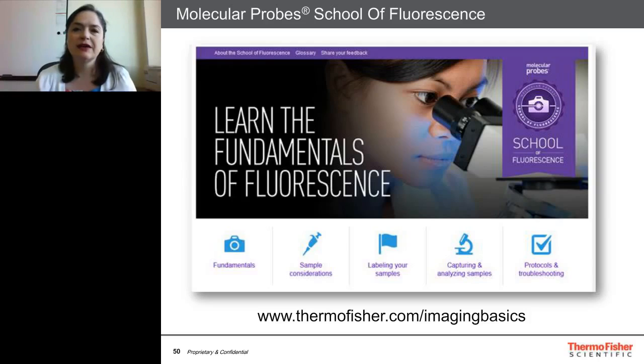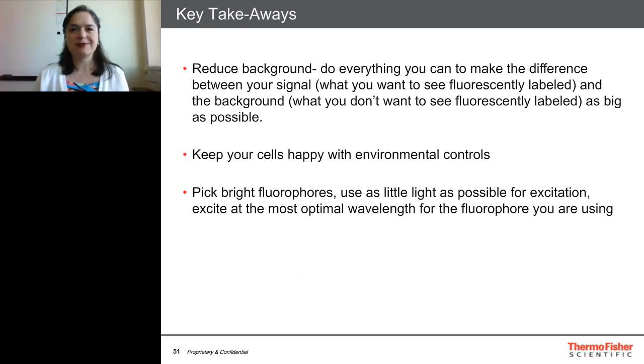And with that, I'll go over the key takeaways. And so keys to successful imaging experiments, the practical considerations that the title alluded to: reduce your background. Do everything you can to make your signal high and your background low. If you make the signal, which is what you want to see, and the background, which you don't want to see fluorescently labeled, as big as possible, you'll have the best outcome for your experiment.